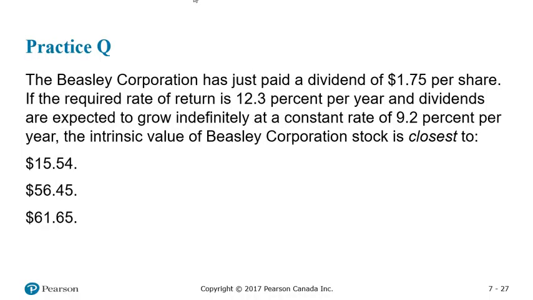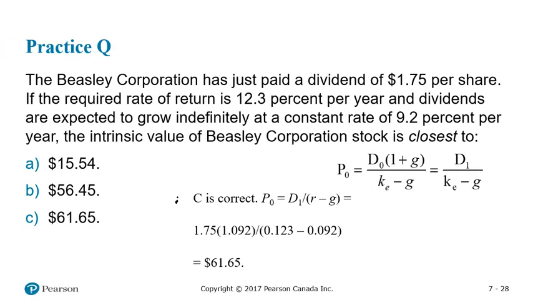So just a quick practice question to check our understanding of the Gordon growth model. The Beasley Corporation has just paid a dividend of $1.75 per share. If the required rate of return is 12.3%, and dividends are expected to grow indefinitely at a constant rate, so you see the word constant rate there, you know which model you can use, of 9.2% per year, the intrinsic value of Beasley Corporation stock is closest to A, $15.54, B, $56.45, or C, $61.65. Okay, the correct answer is C.